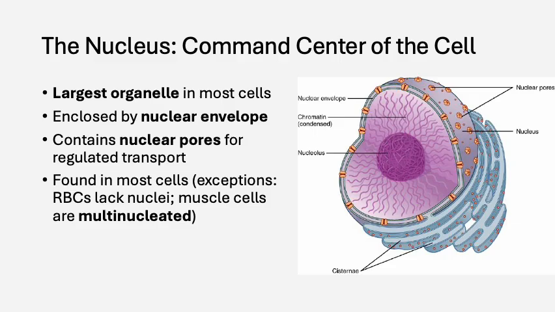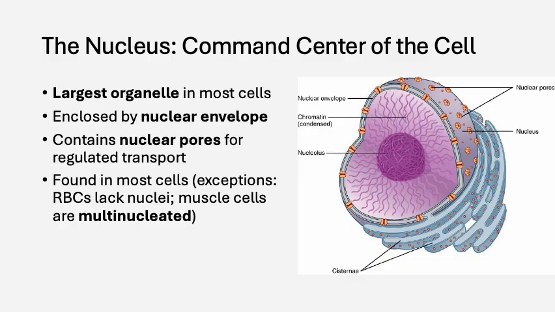The nucleus is typically the largest organelle in the cell and serves as the primary control center. It is enclosed by a double membrane called a nuclear envelope, which contains pores that regulate what enters and exits the cell. Inside, the nucleus houses the cell's genetic material and coordinates activities such as growth, metabolism, and division.